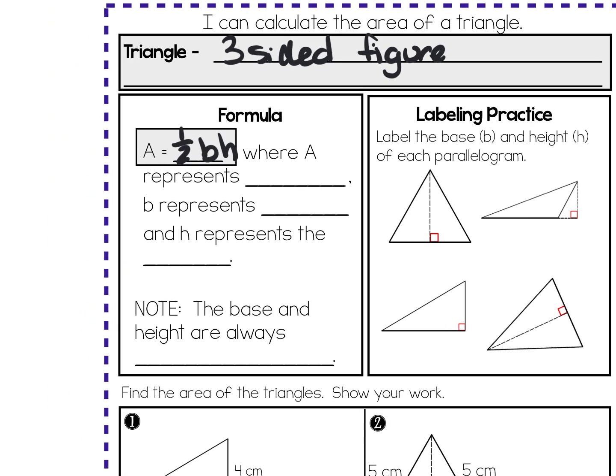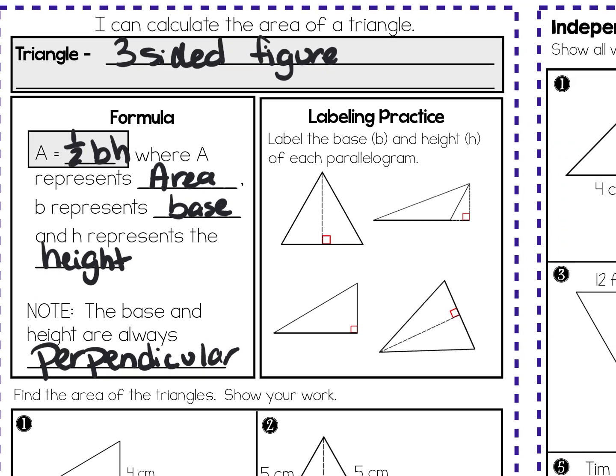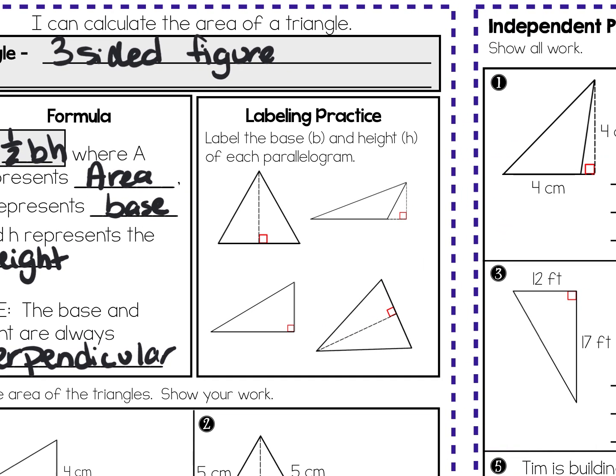So A represents the exact same thing, area. B still represents base, and H still represents the height of the triangle. And the base and the height are still perpendicular, making that perfect 90-degree angle, that right angle, that T. So we're going to go ahead and label the base and the height. So here, this big flat part, we're going to label the base, and then we'll make the height this straight perpendicular. Again, not this slanted one. That's incorrect, because when we measure our height, we don't stand slanted, we stand straight. So this will also be straight, our height.